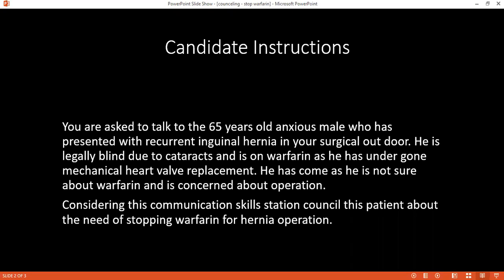We will stop warfarin and start you on another medicine, heparin. That will cover the time during which the warfarin will be stopped. And we will stop the heparin the day before the surgery, and then we will operate you. Did you understand so far?